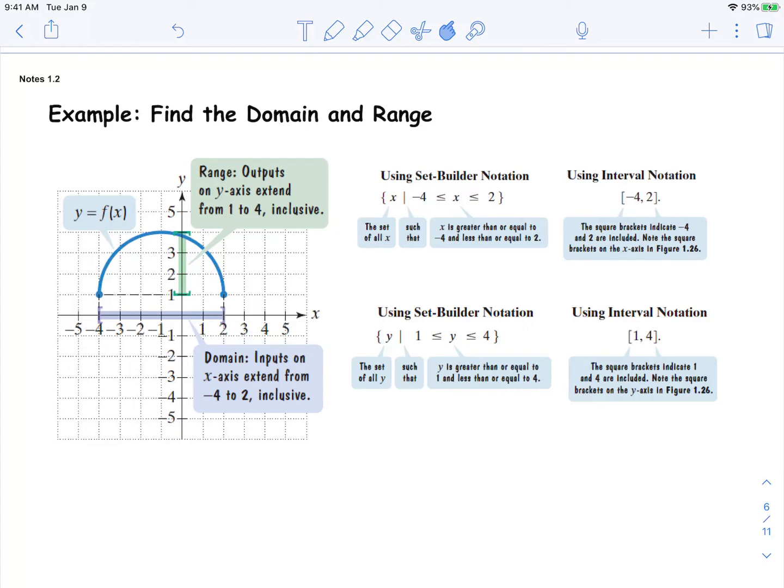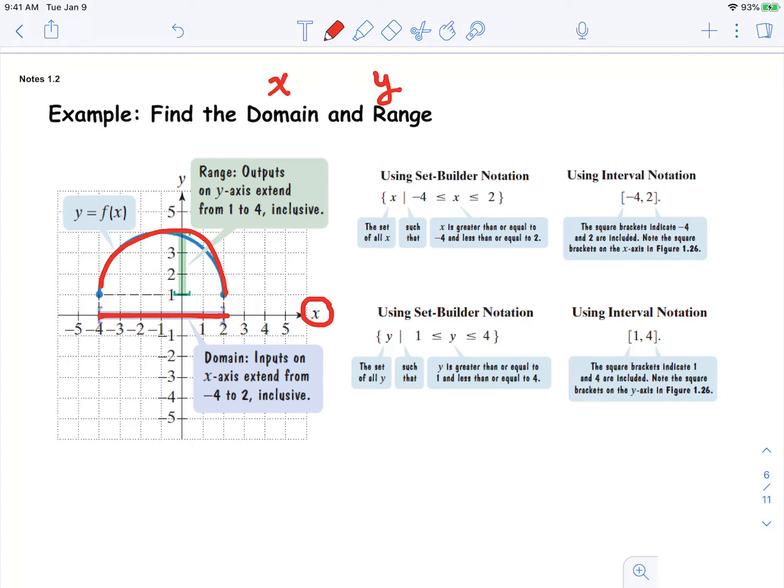All right, we're going to work on domain and range. So here's a graph. Remember, domain is your x values and range is your y values. So we have this graph that looks like this, and we want to find out what is the domain and range. So the domain is going to be all the values on your x-axis. So if we look, all of these numbers hold true between -4 to 2.